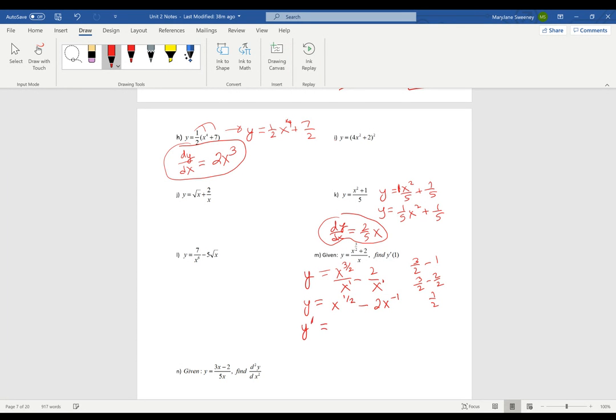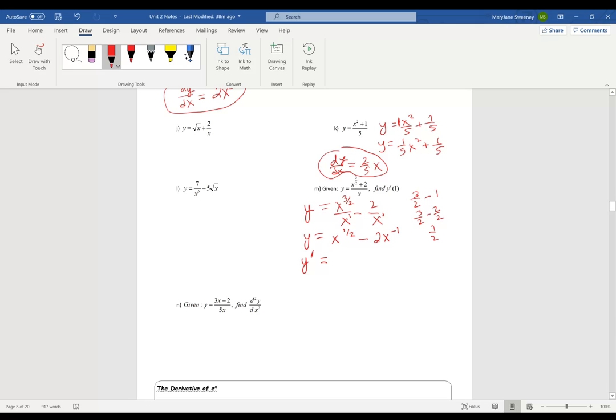Now I'm going to take the derivative. So I'm going to call this y prime. I could say dy dx, but I'm just using a different notation. I'm going to say y prime just to practice that. So this is 1/2 x to the negative 1/2, right? If you do a half minus 1, it's negative a half. Negative 2 times negative 1 is a positive 2, x to the negative 2. Oh, and I didn't even notice here. This says find y prime of 1, so that's also a reason to use y prime.